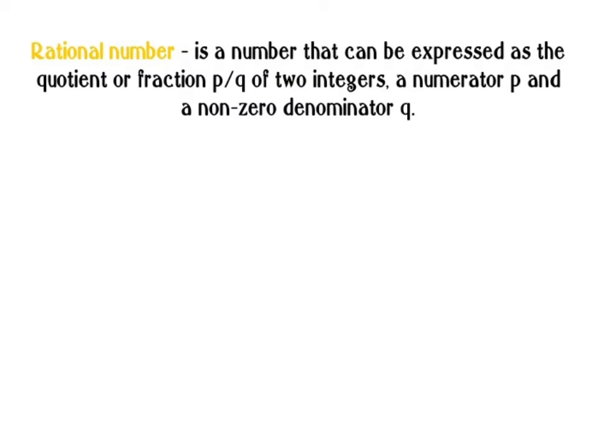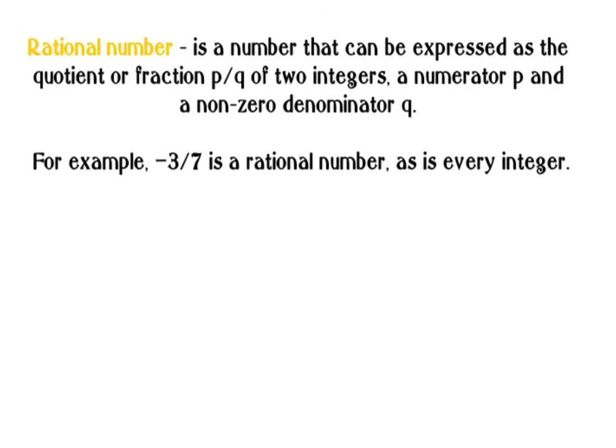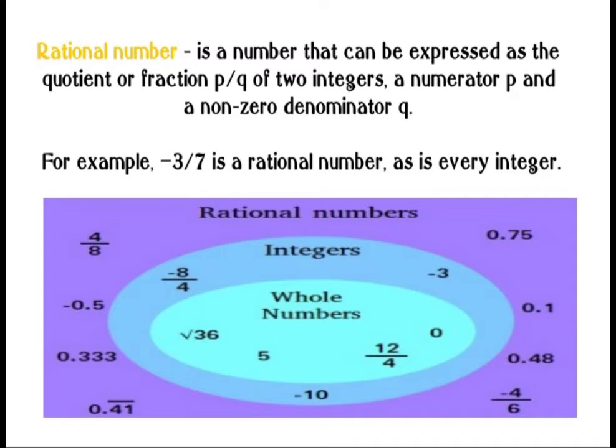Let's proceed. A rational number is a number that can be expressed as the quotient or fraction p over q of two integers, a numerator p and a non-zero denominator q. For example, -3/7 is a rational number, as is every integer. Recognize what rational numbers are. Look at the picture. The violet color is the rational number, the foundation of the integers, whole numbers, and natural numbers.